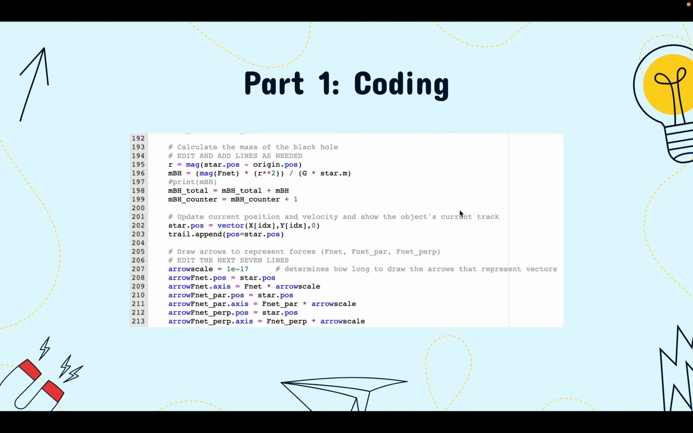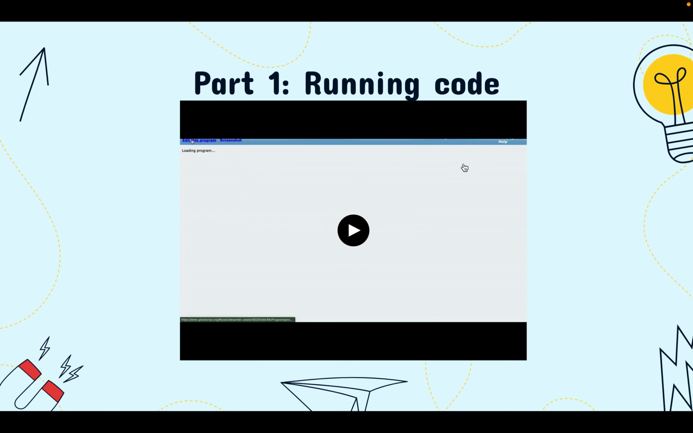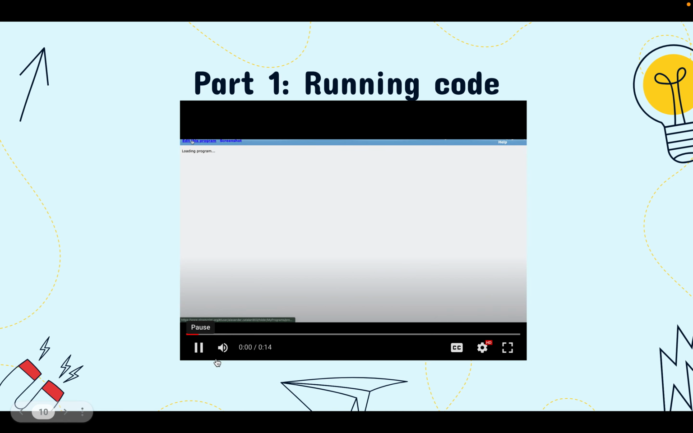As you can see, the mass of the black hole is being added up to get the total, and then there's a counter, so you can divide by it to get the average mass of the black hole. Everything else underneath is just the arrow scales and how it will be seen. Here is the code. I'll just show a very small snippet of it. As you can see, it changes.